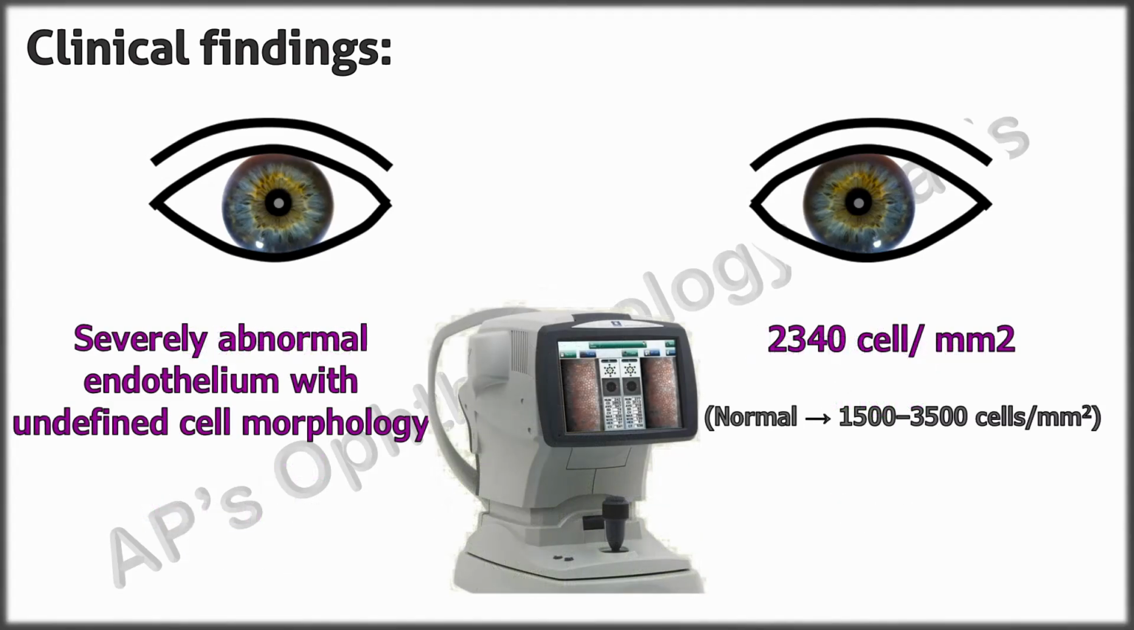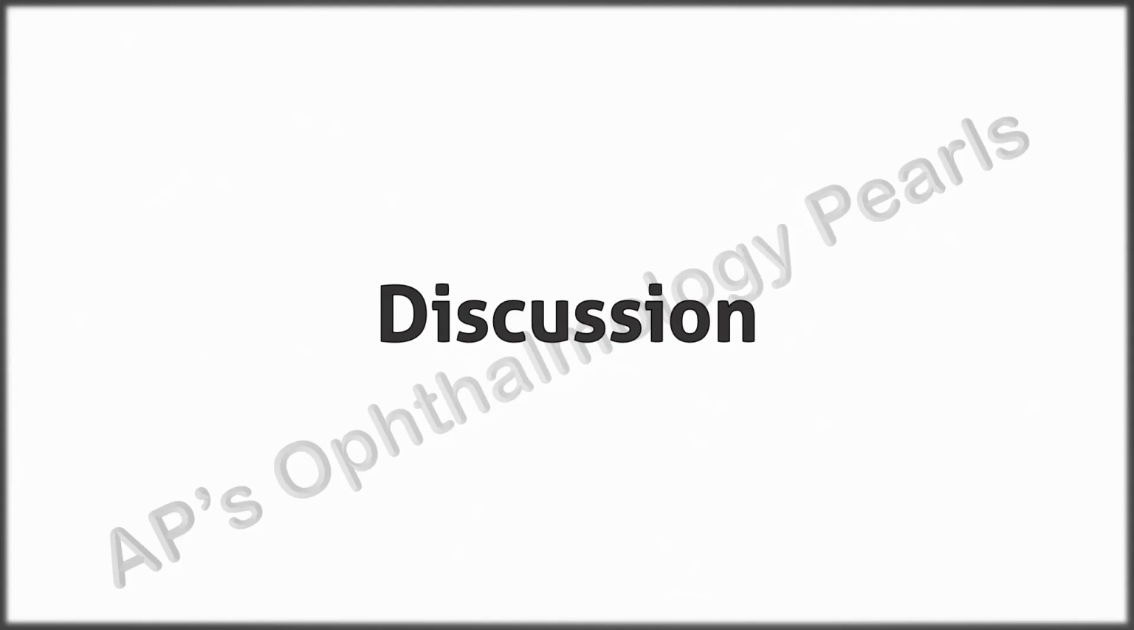Specular microscopy revealed a severely abnormal endothelium in the right eye with undefined cell morphology. The left eye showed cells with normal morphology in the normal range. So, what are we dealing with here?